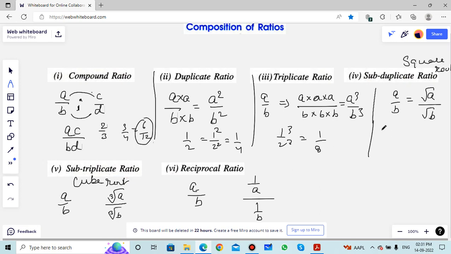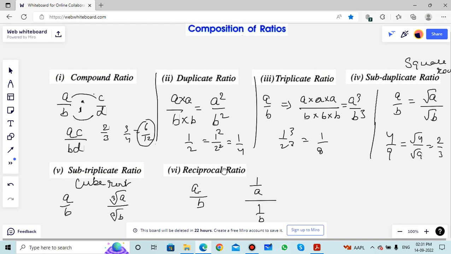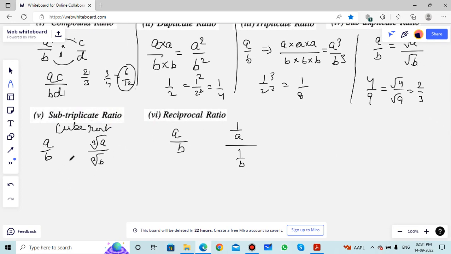Subduplicate will give you what? Say, for example, this 4 is to 9. That will become square root of 4 upon square root of 9, which is 2 is to 3. Then comes subtriplicate. Say, for example, 8 is to 27. So subtriplicate will be cube root of 8 and cube root of 27.